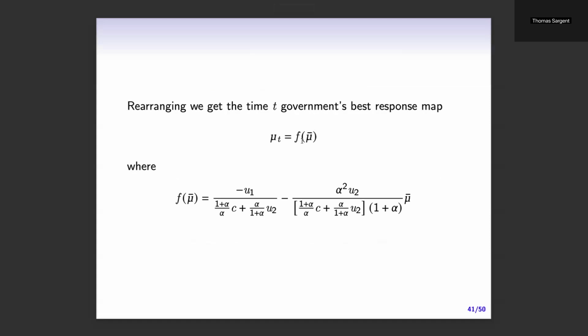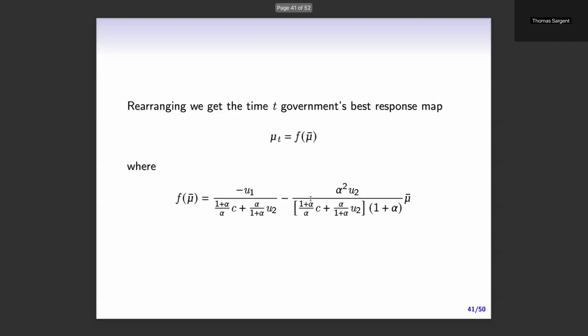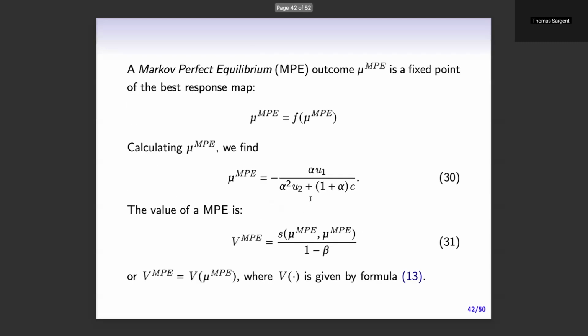And then a Markov perfect equilibrium is going to be a fixed point of this function f. And here's the function. We can compute it. That's the math that I showed you here. It's just this univariate optimization problem where mu bar is a parameter. And then you can compute the fixed point.